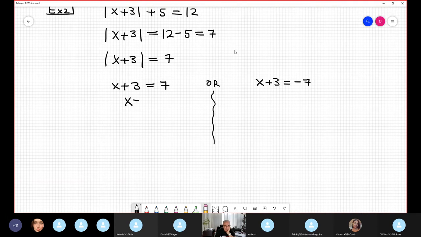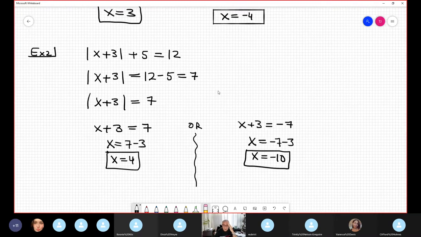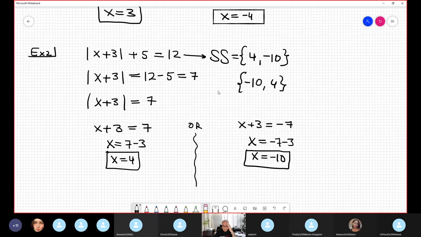And you manipulate: 7 minus 3 is 4. And like here, x is equal to minus 7 minus 3, which is negative 10. The solution for this equation is again two solutions. The original equation, look at that. The solution set for this equation is 4 and negative 10, or whatever order you want. Some students prefer negative 10 and 4, it doesn't matter. In a set, the order is of no importance.